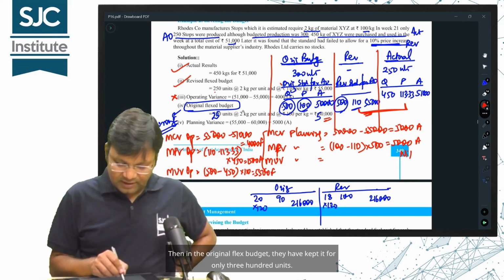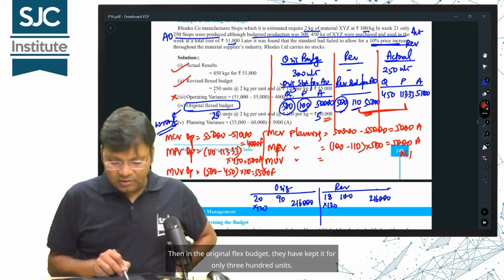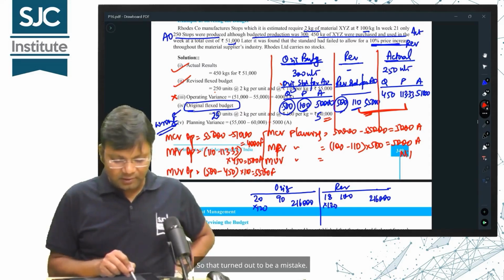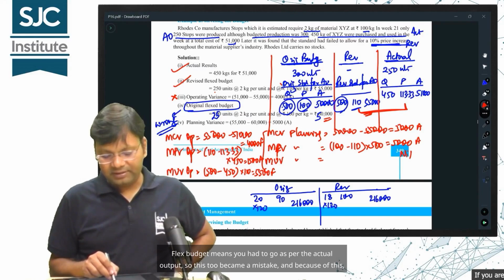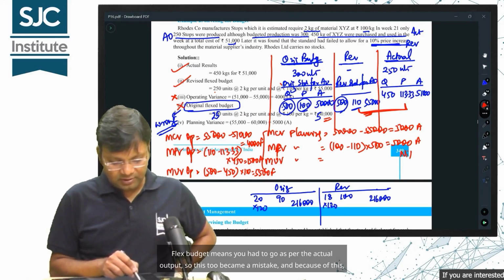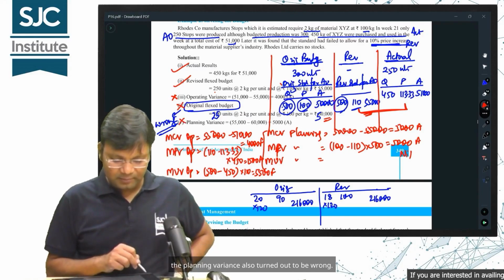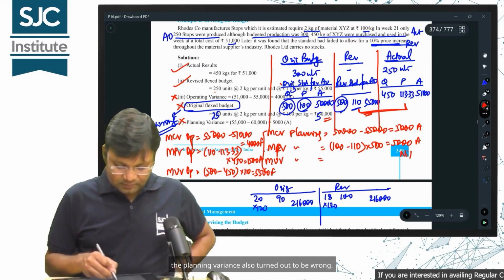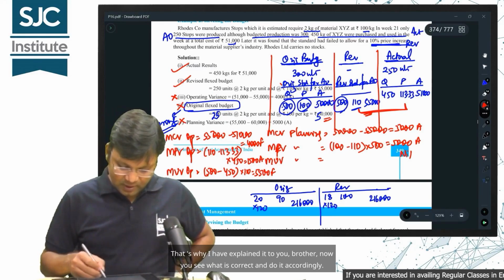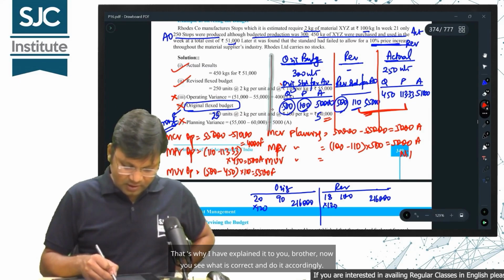Then in the original flex budget, they have kept it for only 300 units. So that turned out to be a mistake. Flex budget means you had to go as per the actual output, so this too became a mistake, and because of this, the planning variance also turned out to be wrong. That's why I have explained it to you, brother. Now you see what is correct and do it accordingly.